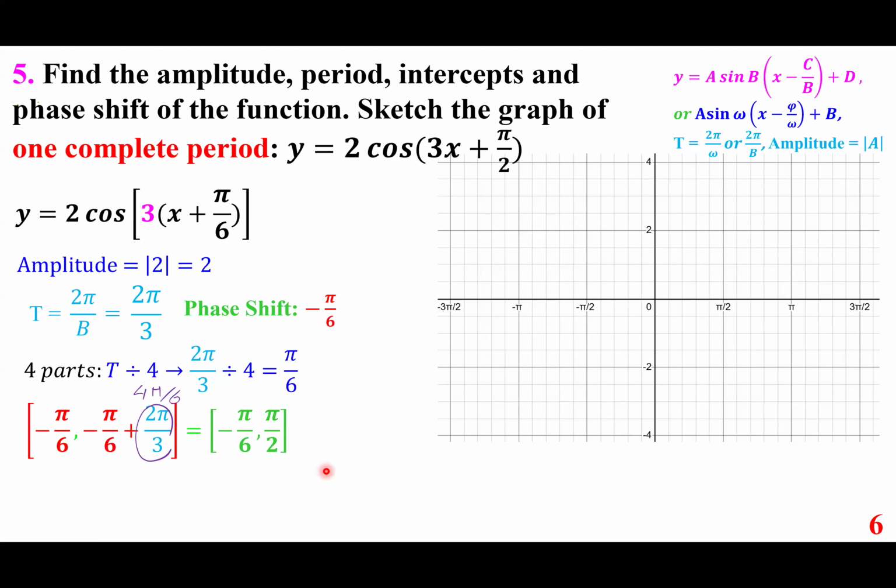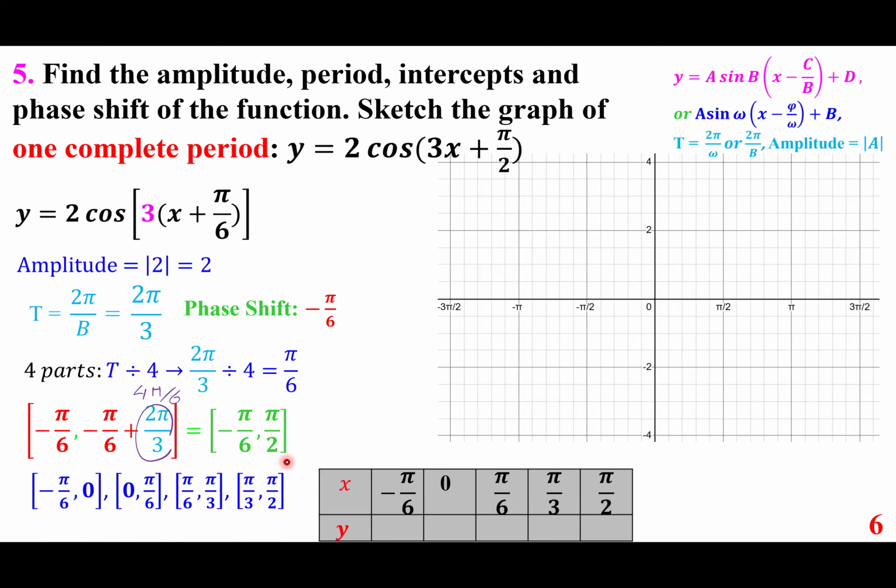So minus pi over 6 to 0. Then 0 to pi over 6, right? And pi over 6, add pi over 6 becomes pi over 3. Then pi over 3 to pi over 2. I hope everybody is comfortable with those 4 parts after minus pi over 6. So the endpoints are minus pi over 6, 0, pi over 6, pi over 3, and pi over 2. So let's write them.